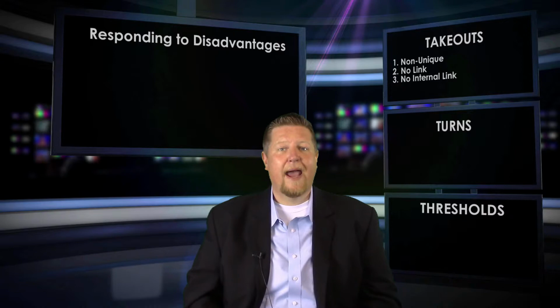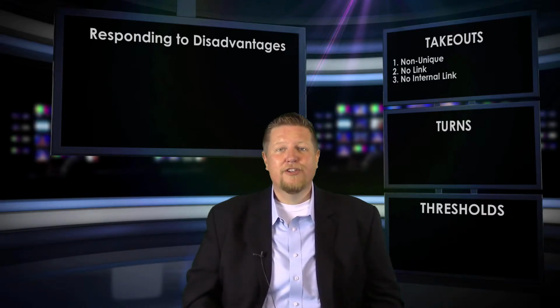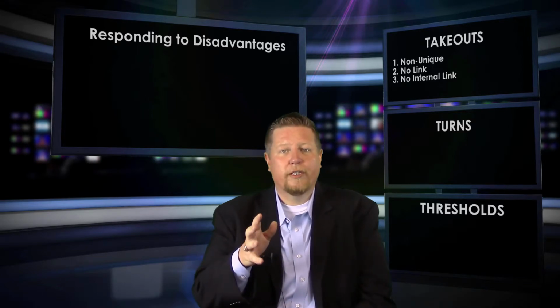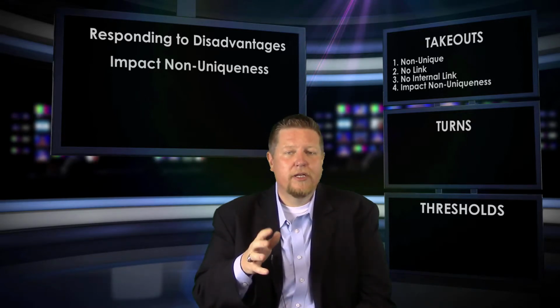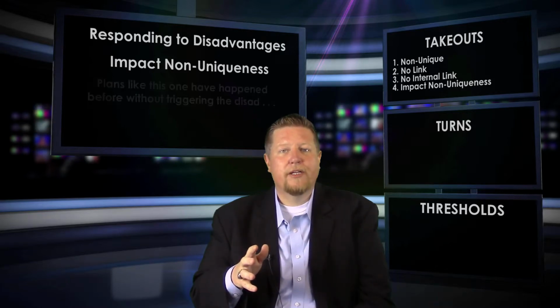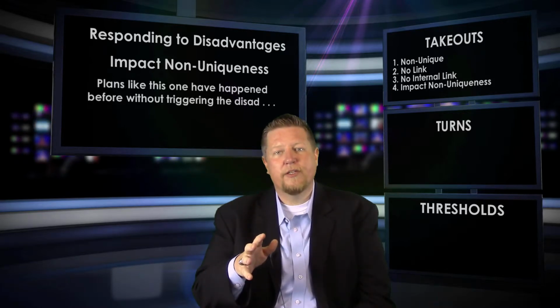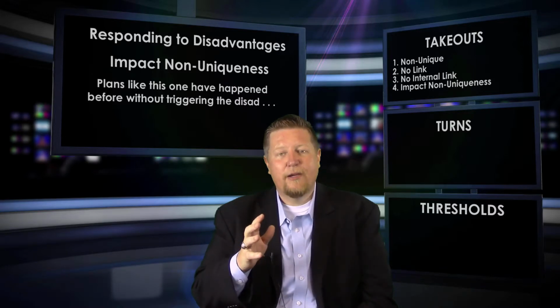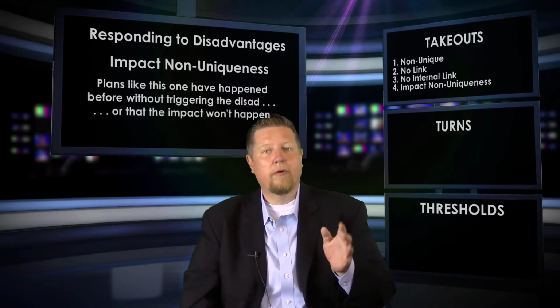That takes us to the impact takeouts. It can be tricky to claim that war, disease, and famine aren't bad things, so the strategy for an impact takeout works a little differently, and it's called an impact non-uniqueness. That's a $1 word for a 10-cent concept. Non-uniquing the impact is simply saying that either these circumstances have happened before and we didn't see the impact happen, or that the impact just won't ever happen.